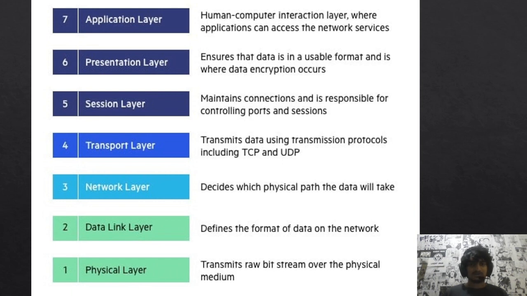So the application layer deals with the human computer interaction layer where applications can access the network system services. Presentation layer ensures that data is in usable format and is where data encryption occurs. The session layer maintains connections and is responsible for controlling ports and sessions. Transport layer transmits data using transmission protocols including TCP and UDP. Network layer decides which physical path the data will take. Data link layer defines the format of data on the network, and physical layer transmits a raw bit stream over the physical medium. Now we'll discuss each and every layer in detail.